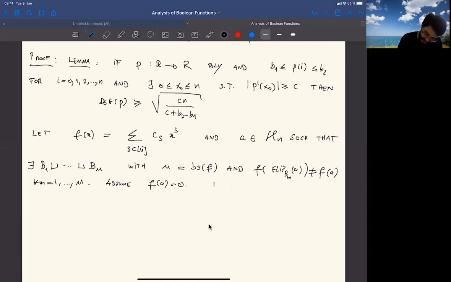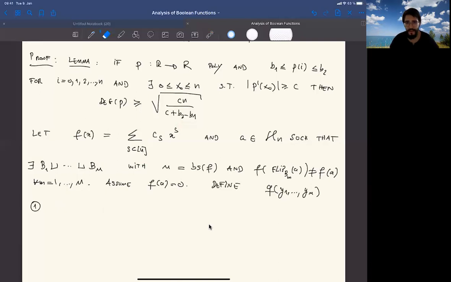Then we will define a key y1 to ym function by the following. From now on, I identify f with this polynomial, okay? And so what you're gonna do is you have f of x, it's a polynomial now, and you're gonna replace some of these variables by y variables. Okay, so how you do it?